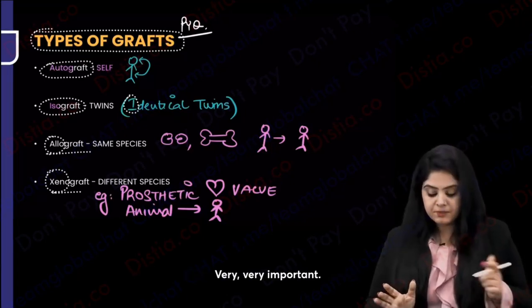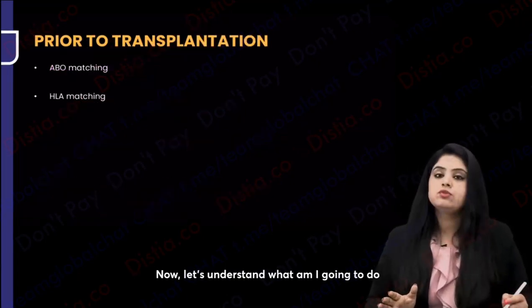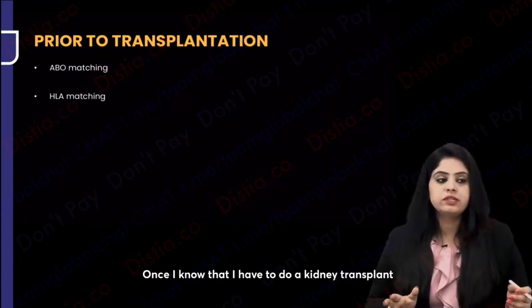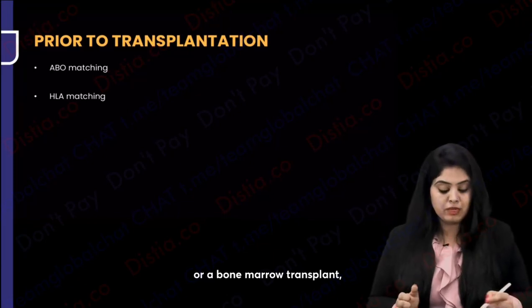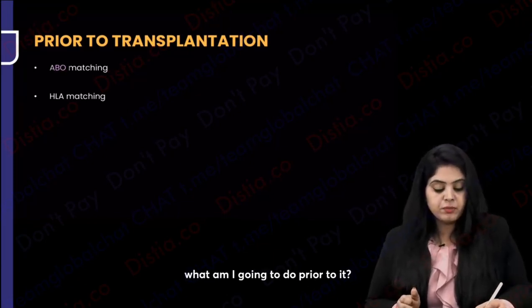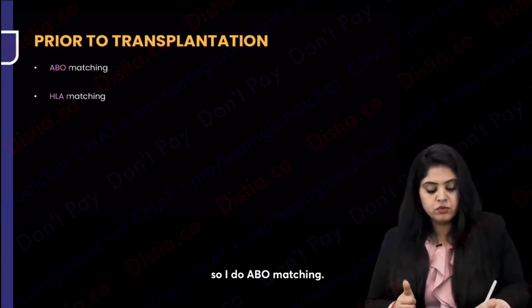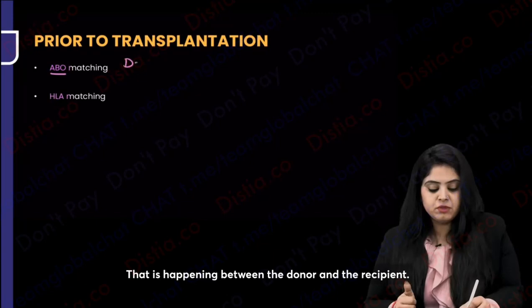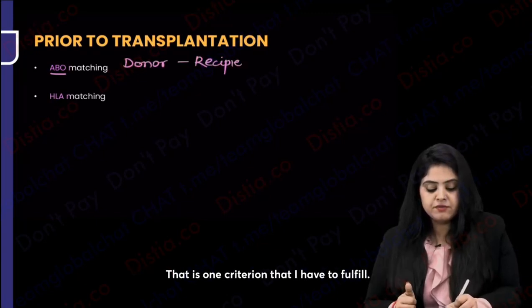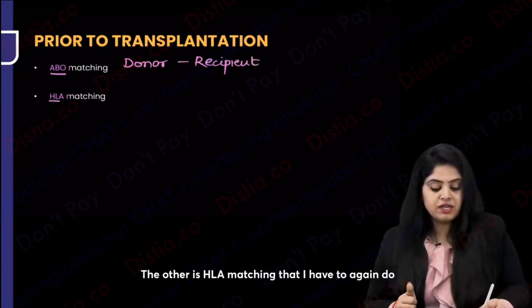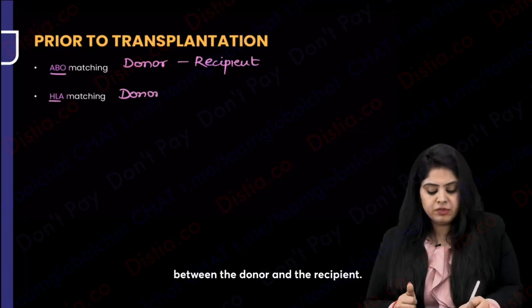Very, very important. Now let's understand what am I going to do once a graft is ready. Once I know that I have to do a kidney transplant or a bone marrow transplant, what am I going to do prior to it? So there are two things I do. One, I have to match the blood group. So I do ABO matching between the donor and the recipient. That is one criterion that I have to fulfill. The other is HLA matching that I have to again do between the donor and the recipient.